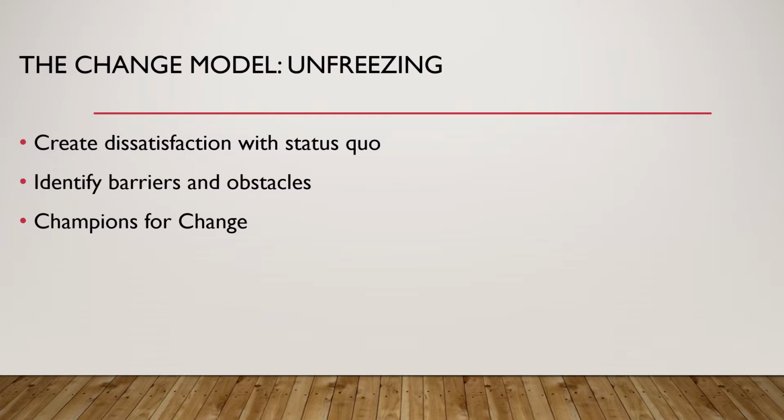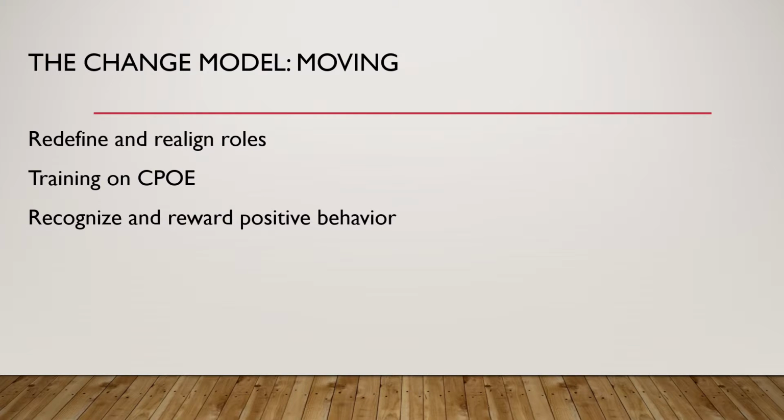So identify these team members and bring them together to implement this change. The next step in the change model is moving. This is a really important step in the change implementation process. In this step, we will redefine and realign roles. We will work with task alignment, identify some of the key tasks that we do, and this will eventually lead to redefining and realigning roles within your teams.